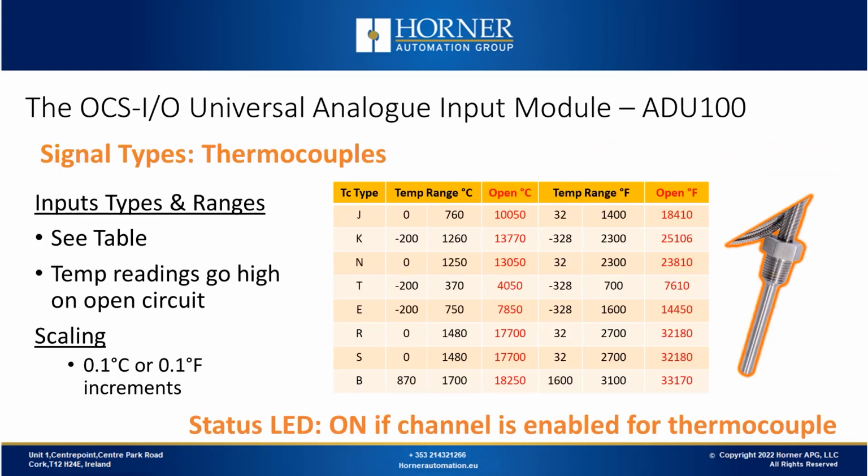Next, we'll look at the values that are being reported by the ADU100. The range of values varies by thermocouple type, and we can see on the screen 8 different thermocouple types that are supported by the ADU100 and the temperature ranges that are supported in both degrees Celsius and degrees Fahrenheit. In the red columns, we see the decimal values that could be reported by the module if you have an open circuit condition. And in general, those values that are reported are larger than the highest range value that could be reported for that thermocouple type. The values are already scaled for temperature in degrees Celsius or degrees Fahrenheit increments. The thermocouple module only turns on the LED if that channel is enabled for thermocouple, so you can't use that LED for detecting an open circuit. That will be based on the readings coming back.